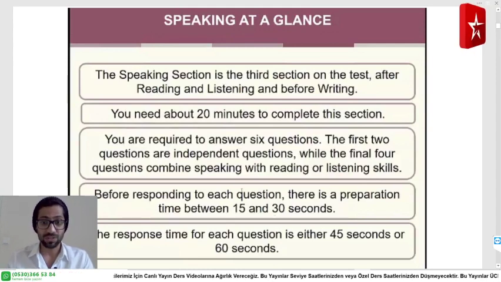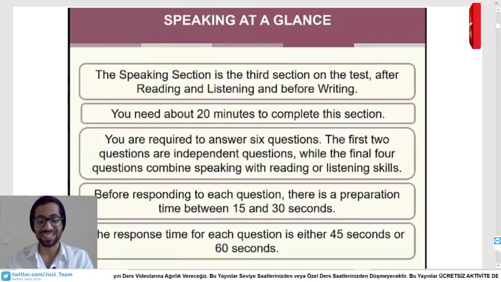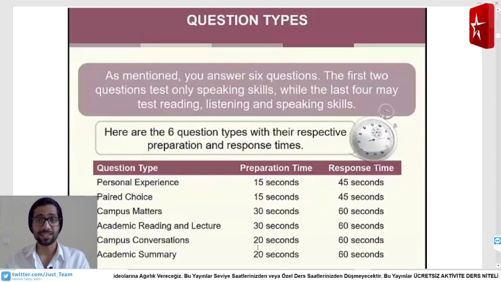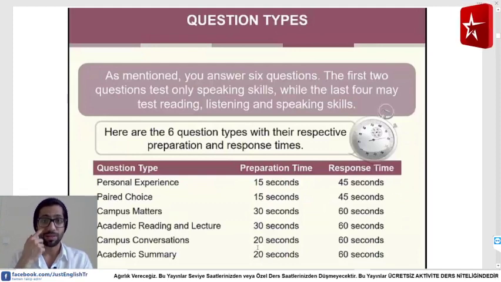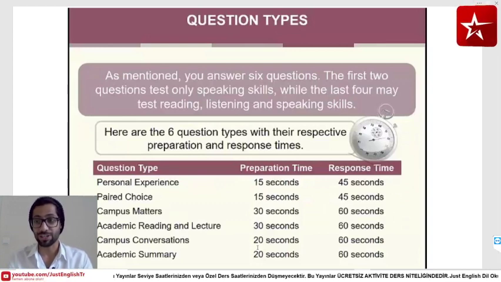Preparation is 15 seconds to 30 seconds. The response is 45 to 60. Now, what we are looking at here is the organization of it.